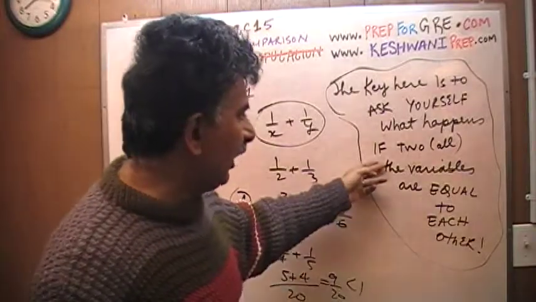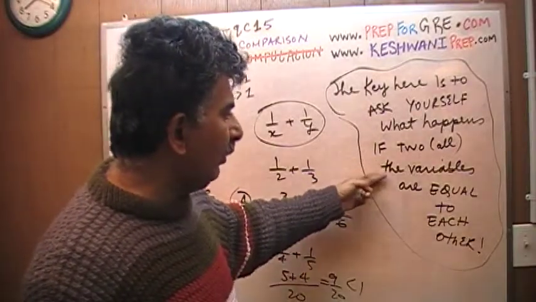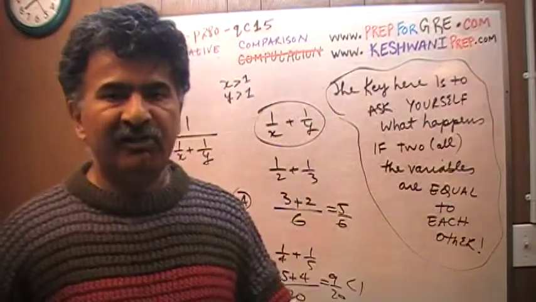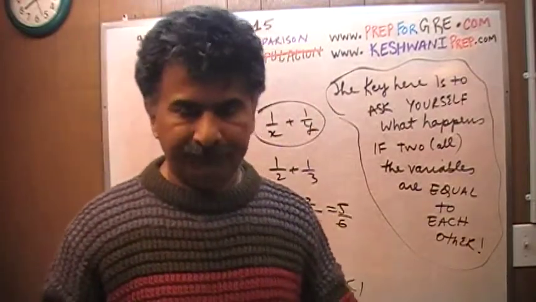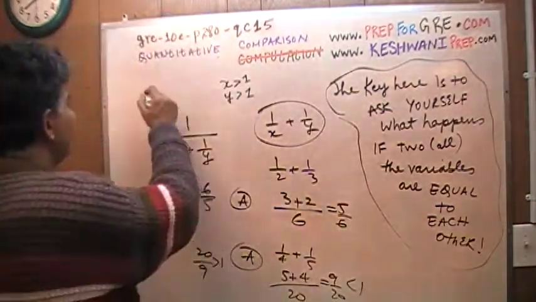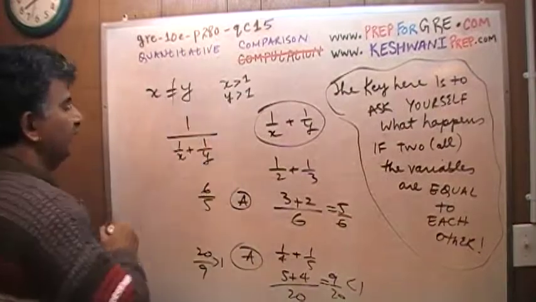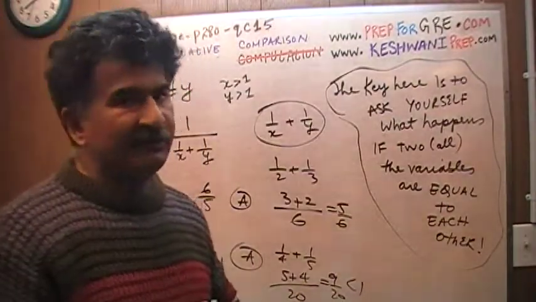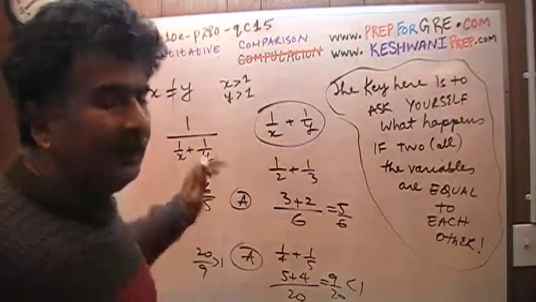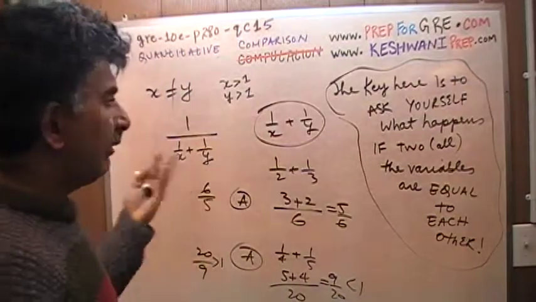The question you would ask yourself is what would happen if all the variables were equal to each other? Because there is nowhere in this problem that tells me that x and y cannot be the same. There is nowhere that tells me that x and y have to be different. They do not tell me that x does not equal y. If they told me that x does not equal y, then of course I cannot make them equal, obviously. That's their way of saying that they cannot be the same. In the problem it doesn't say that.